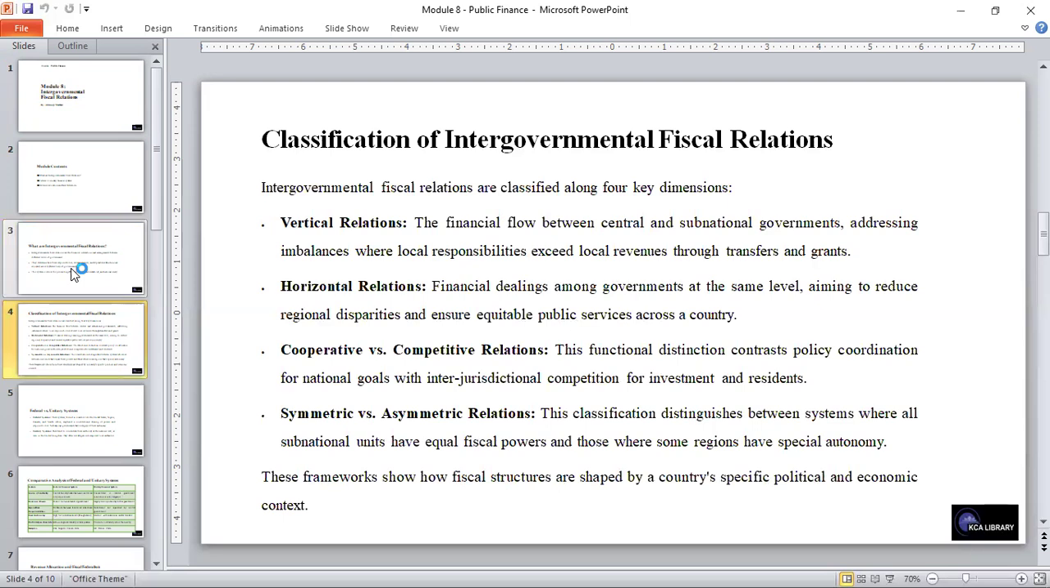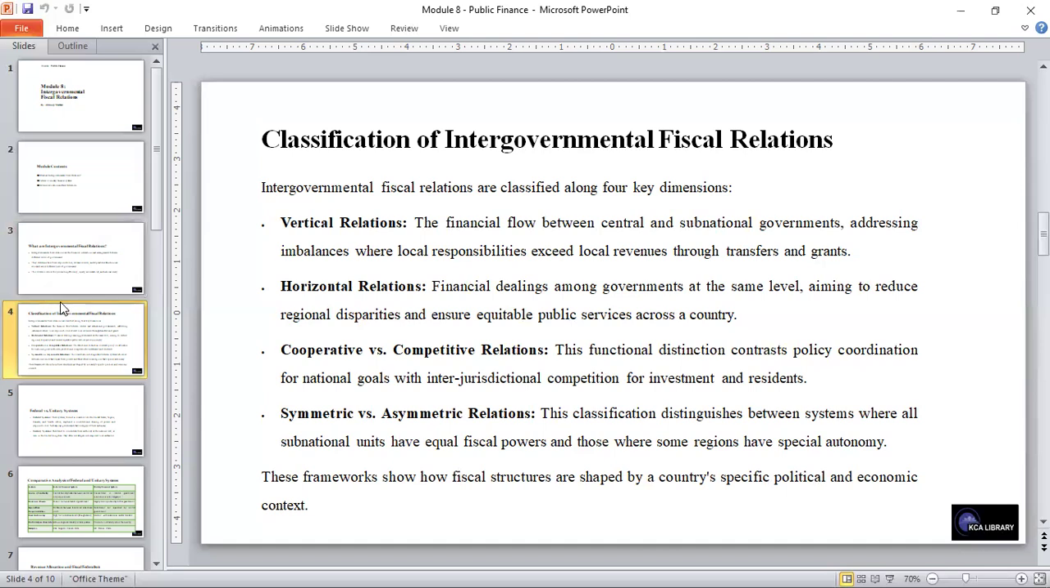There are classifications of intergovernmental fiscal relations, and they are classified into four main dimensions. The first is the vertical relation. We have the horizontal relations, we have the cooperative versus competitive relation, and we have the symmetric versus asymmetric relation. Talking about the vertical relation, it's the financial flow between central and subnational governments, addressing imbalances where local responsibilities exceed local revenue, through transfers and grants.